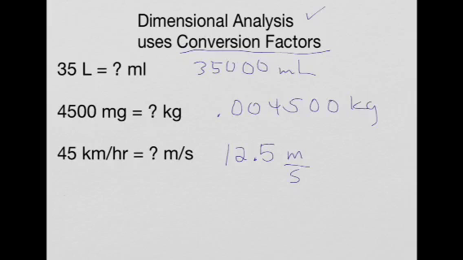Now, with the second one, the 4,500 milligrams, if you're taking chemistry and significant figures are important, notice you started here with 2 sig figs, you have to end with 2 sig figs. So the answer, we would drop these 2 zeros, because that implies that those 2 zeros to the right are significant, but they weren't based on the 2 sig figs that you started with.